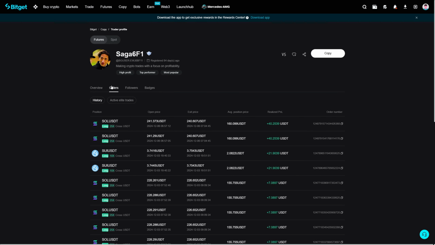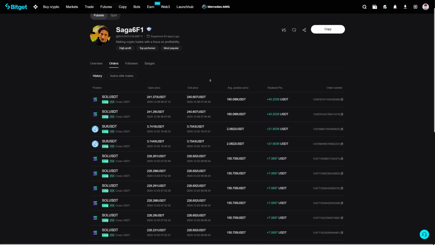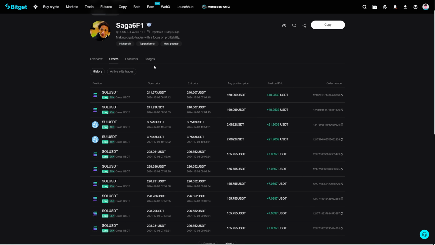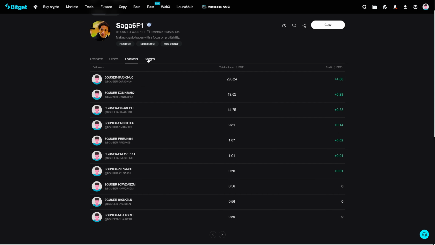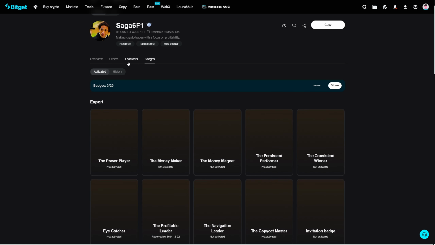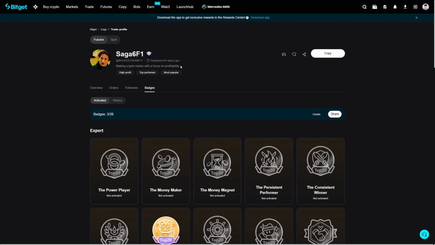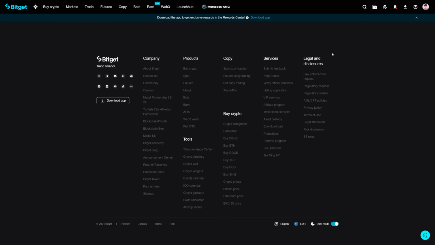Then we can also look at the order tab, so we can see the order history. You can scroll through this and see if he is also making very good trades. You can also look at active trades, at followers, see their profit, and then also badges, which are awarded by Bitget. Now that we have checked everything out about this trader, we can click on copy on the right hand side and start the copy trade.